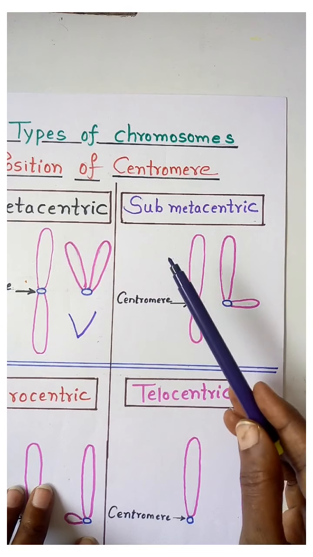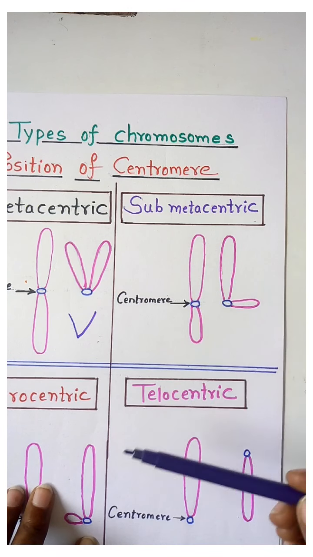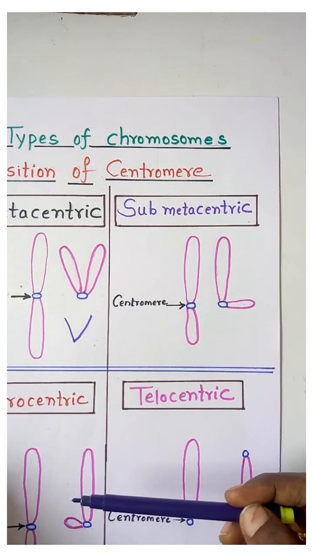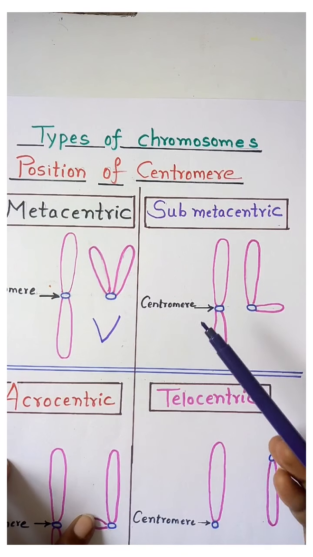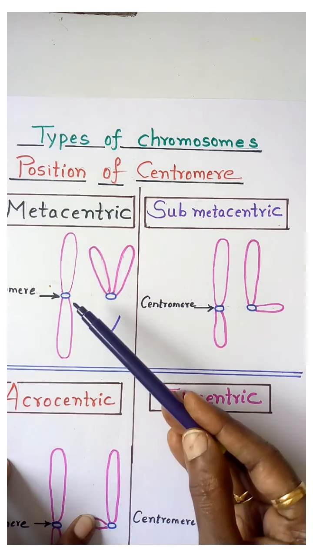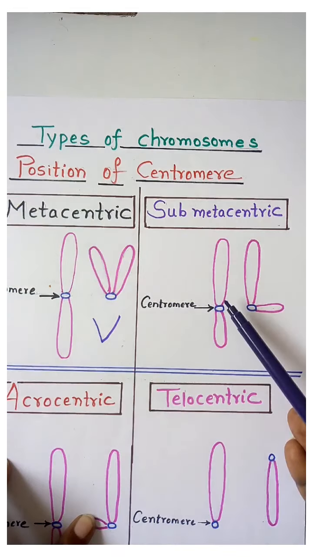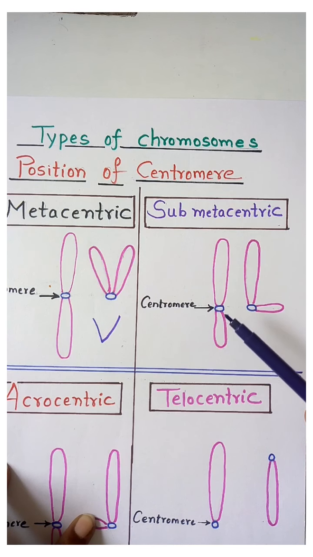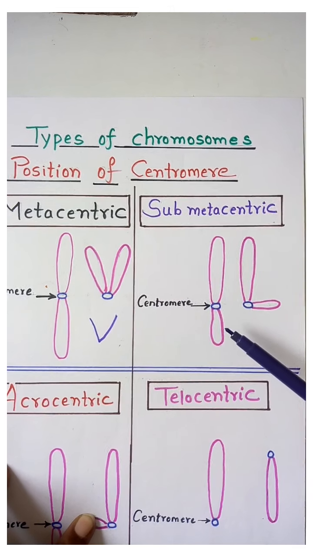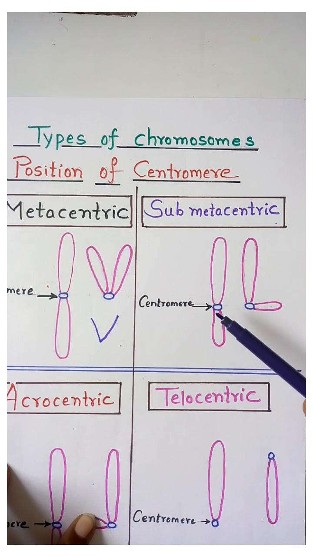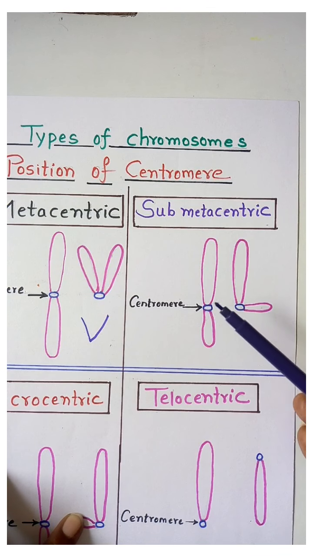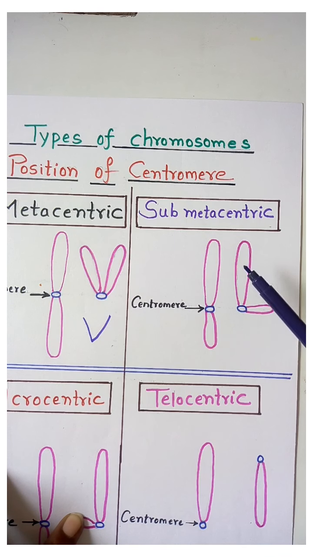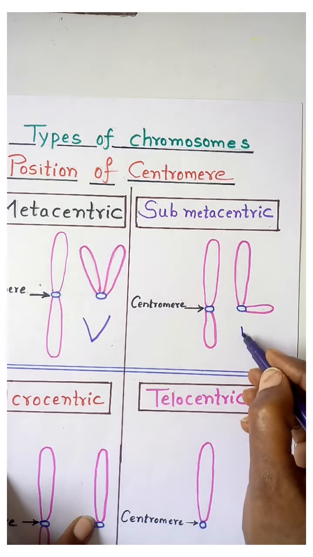Then comes the second one, that is submetacentric. In this type of chromosome, the centromere is present slightly below the center. Due to this, the arms of the chromosome are unequal, one is long and the other one is short, because the centromere is present below the center, due to which the chromosome appears like the English alphabet L.